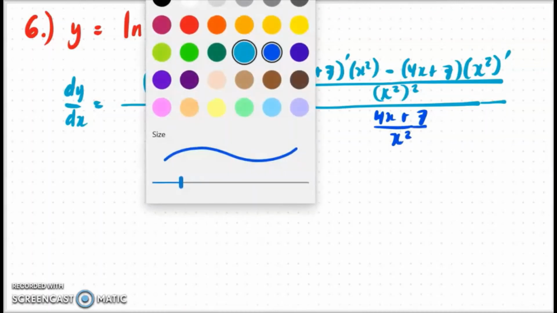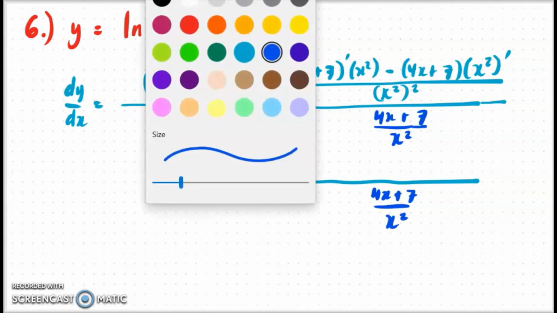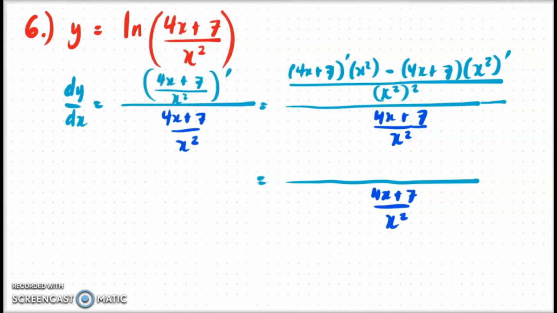Then simplifying further, we have, let's just do the process here. Let me write first our denominator, 4x plus 7 over x squared. So 4x plus 7, derivative of that. So it's just 4 only, right? So just a 4, and then we have our x squared. Then minus 4x plus 7. Now the derivative of x squared is 2x. And then everything over x squared squared, that is x raised to 4.